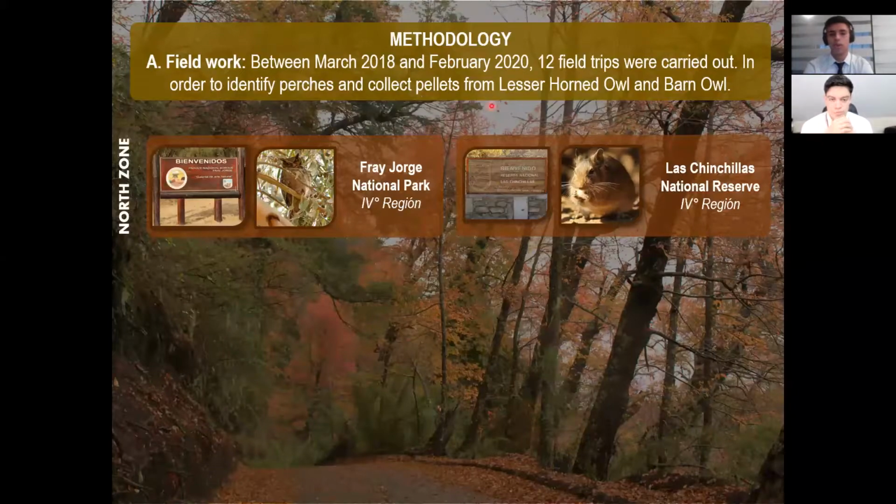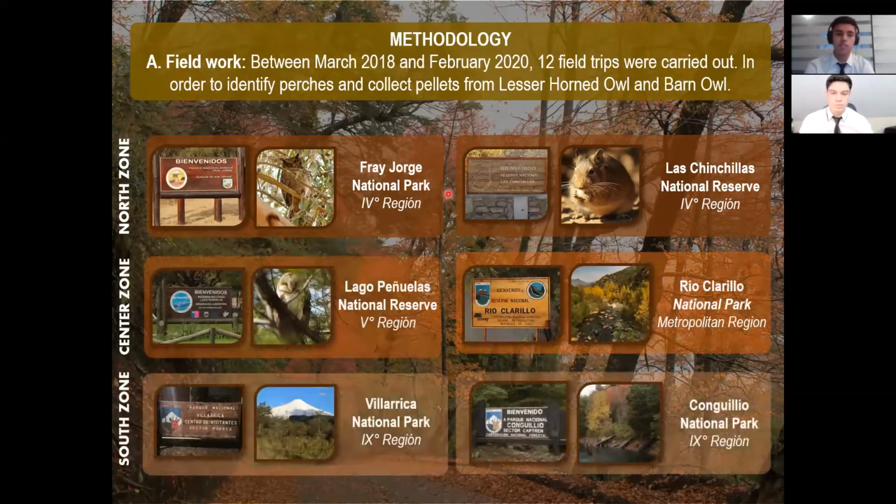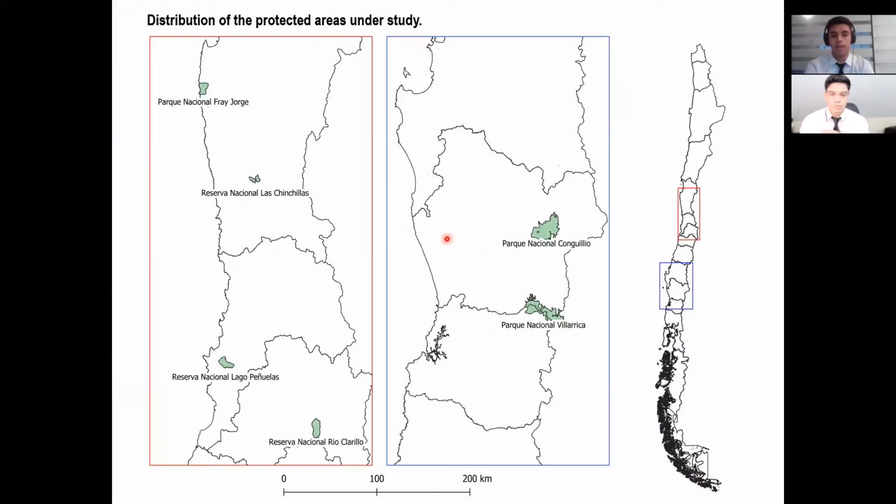In order to carry out this project, we separated the methodology in 3 parts. The first, the fieldwork. Between the years of 2018 and 2020, we did 12 field trips going to 6 different protected areas, 2 in the north, 2 in the center, and 2 in the south. They are all very different ecosystems. Then, in the map, we can see how these areas are distributed.